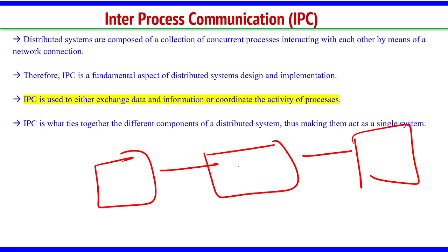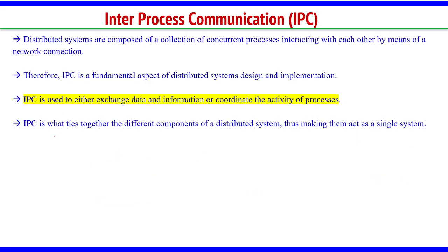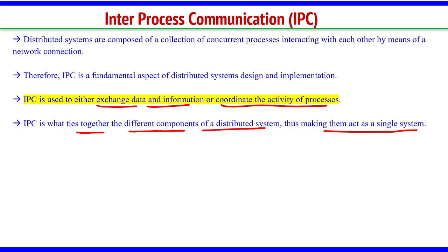If this communication is not there, we cannot say that they are looking like a single system, right. So, IPC is what ties together the different components of a distributed system, thus making them act as a single system. That is why IPC is a fundamental aspect of distributed system design and implementation. So, why do we use IPC? IPC is used to exchange data and information and coordinate the activity of processes. IPC is a mechanism for communication between different services, or in operating systems different processes. The idea is the same.